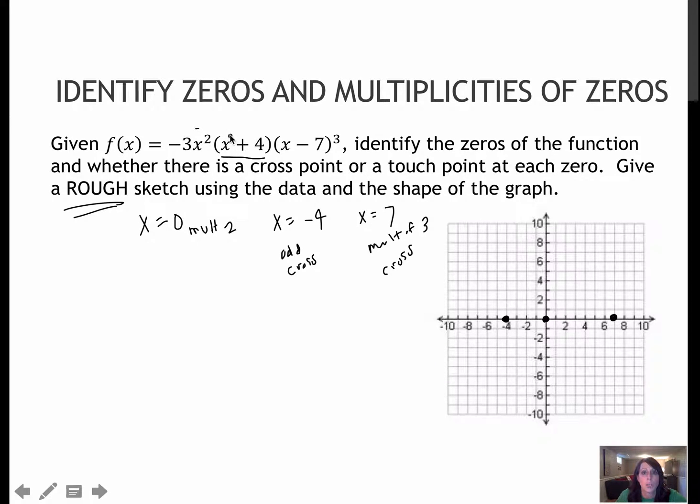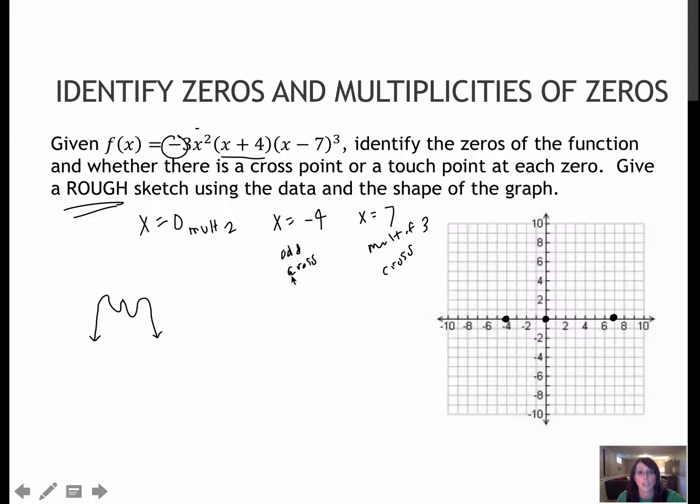So 2, 3, 4, 5, 6 x's means it's even, which means it's going to start and end in the same direction, but it's negative. So I know that in general it's going to be down, and then it's going to do something like this, and it's going to end up coming back down. So 1, 2, 3, 4, 5 turning points. We'll talk more about that in the next part of this, but that's how I know how many little humps it could have. I also know that it should be starting down here.